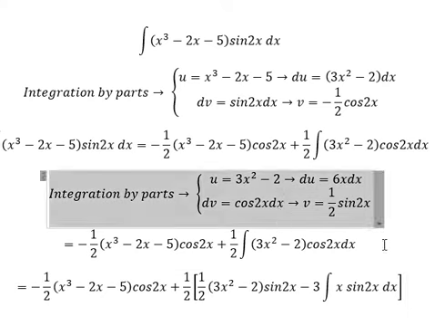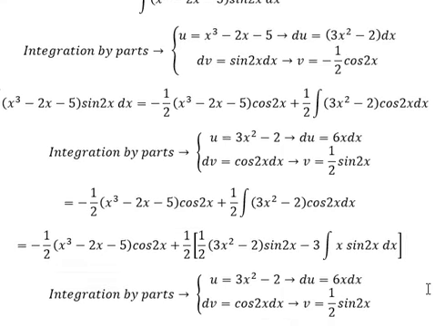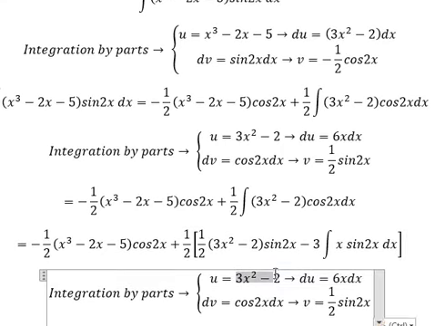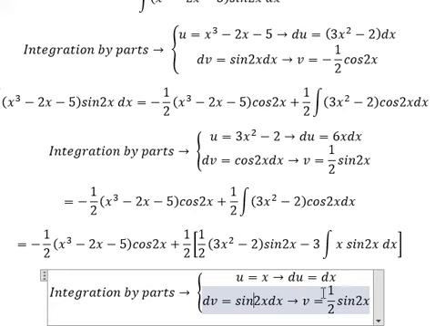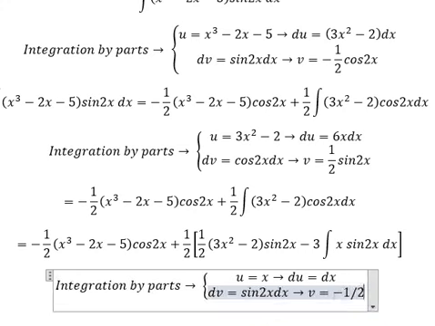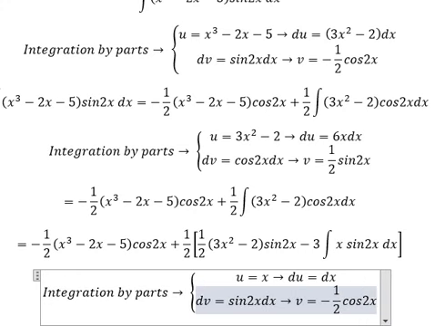Next, we use integration by parts again. So this one you go s. This one you go ds. Now we change for sine 2s. And this one you go negative 1 over 2 cosine 2s.